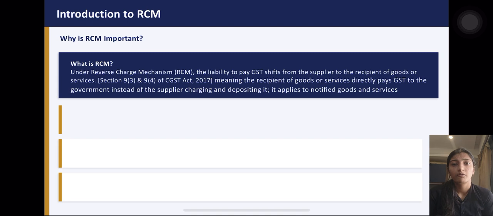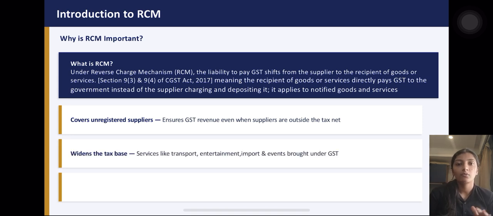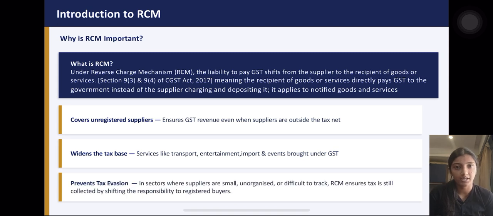Now, you might wonder, why does this rule even exist? Here are the three main reasons. First, many suppliers in India are unregistered. They are small workers, transporters, artists. They don't file GST returns. Second, it widens the tax base. Sectors like transport, entertainment, events are now brought under the GST. Third, it prevents tax evasion. In sectors where suppliers are small or unorganized, it is difficult to track them. By making the buyer responsible, the government ensures tax is always collected.